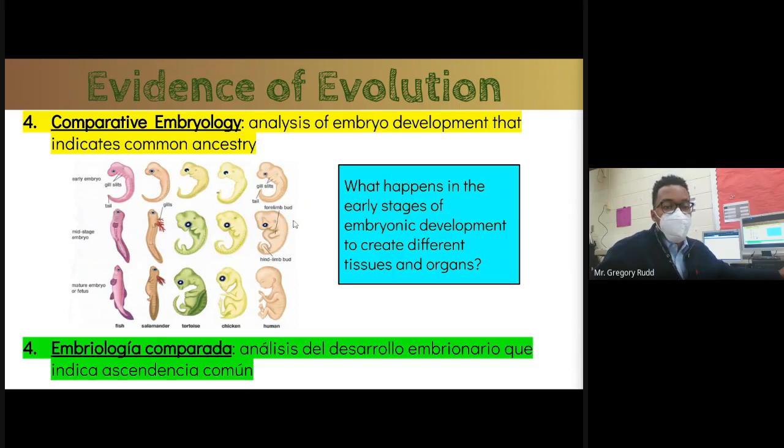All right, now there's a process. This is a throwback question. There's a process that takes place in the very early stages of embryonic development, and this process creates different types of cells. It creates different tissues and organs. Does anybody remember what that process is called? It creates different types of cells.